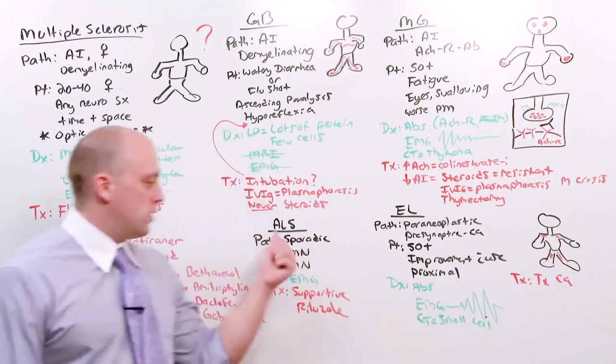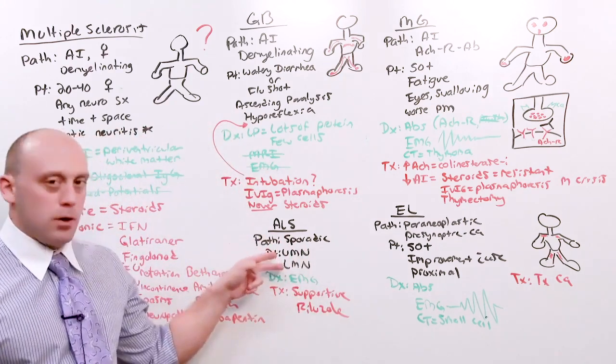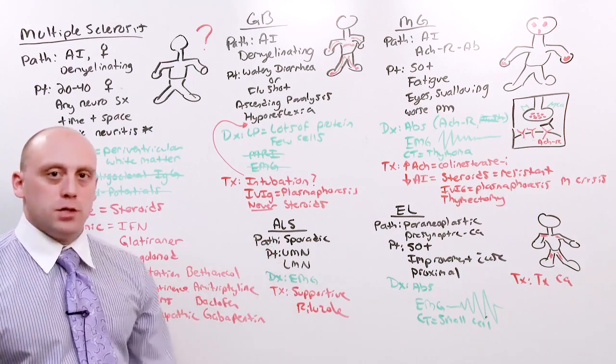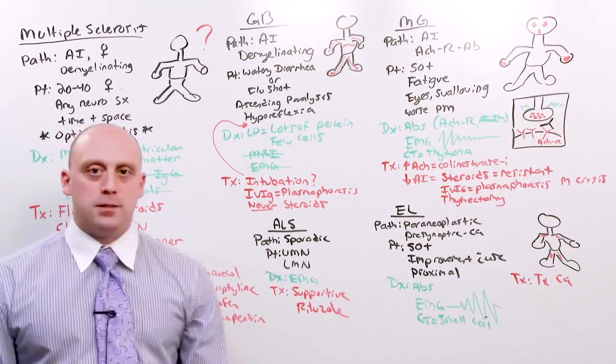And don't forget about ALS, which has a combination of upper and lower motor neuron lesions. That is weakness.